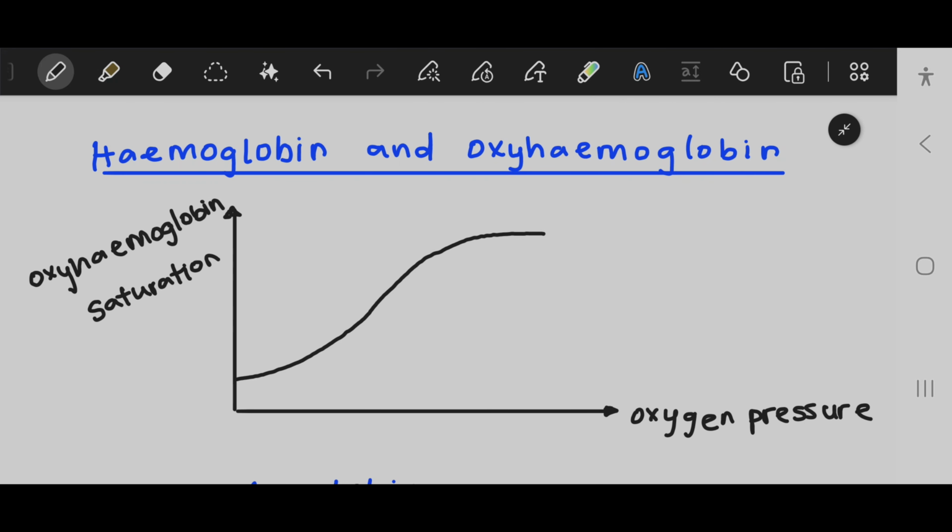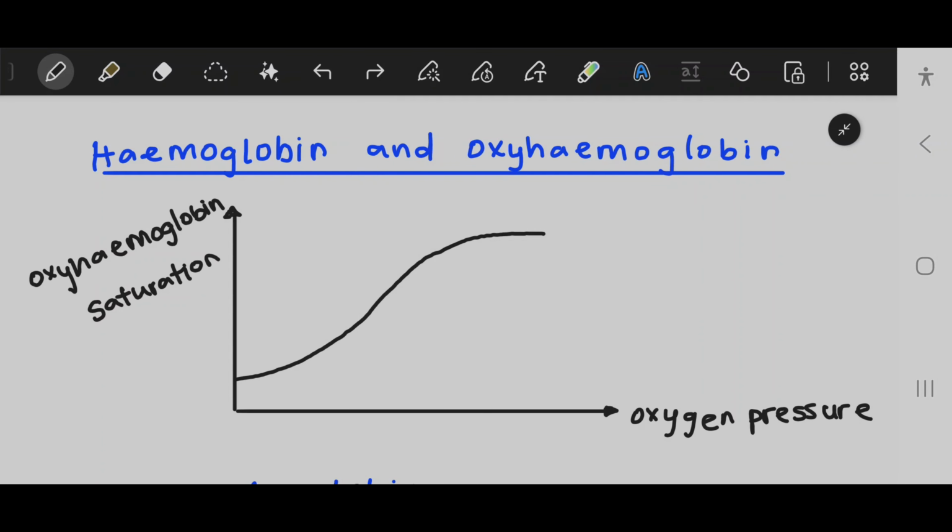So this is the curve here, an S-shaped curve, and it shows the relationship between oxyhemoglobin saturation and oxygen pressure, which basically means at a given pressure, this is the oxyhemoglobin saturation, and oxyhemoglobin saturation being just how much oxygen is bound onto the hemoglobin.